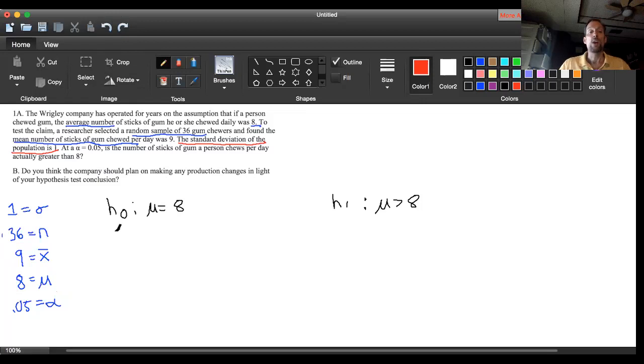Okay, now I'm going to start to set up for my critical values. I'm going to begin with a curve sketch here. And since I have a right-tailed test, I'm going to sketch my critical region on the right side of my curve.